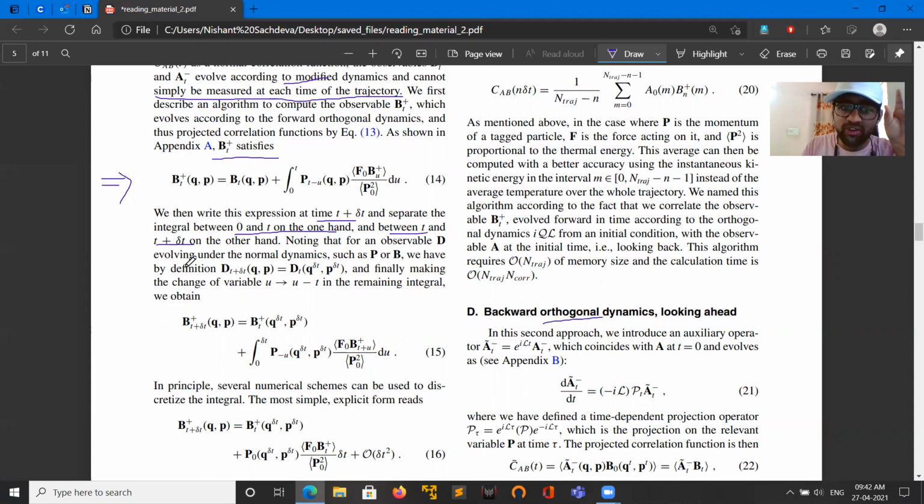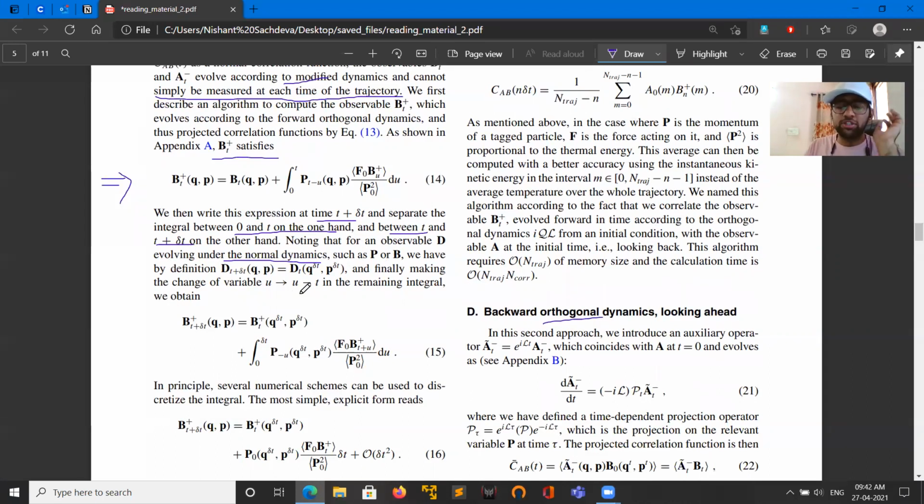Noting that for an observable D evolving under the normal dynamics such as p or B, we have by definition D of t plus delta t of q comma p is Dt of q of delta t, p of delta t, which is the normal one. This would have been there if the dynamics were normal.